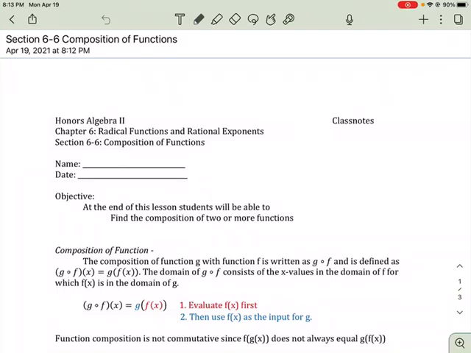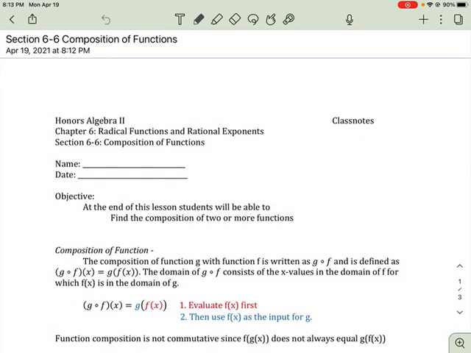Hi everyone. So today we're going to work on composition of two functions, or maybe some more. We'll start with two. It is an operation like adding, subtracting, multiplying, dividing, but it's something that we've never seen before. So there's a very weird definition, and we're going to take it a little slow and see where this takes us. We're going to be able to find the composition of two or more functions today.